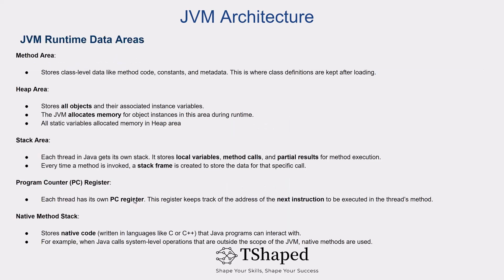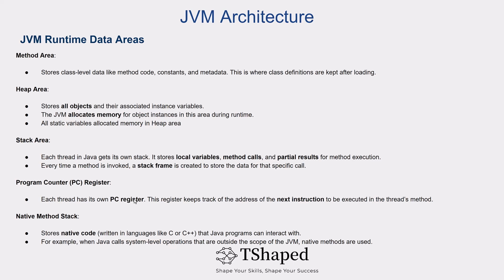Just to summarize this, we have a method area, which stores the class level data like method code, constants, metadata. This is where the entire code after the JVM loads will be kept. Then we have a heap area, which stores all the objects. Whenever you create an object, you create an instance, memory will be allocated on the heap area. And inside that memory of the object, instance variable memory also will be allocated. And if there are any static variables, memory also will be allocated on the heap area itself.